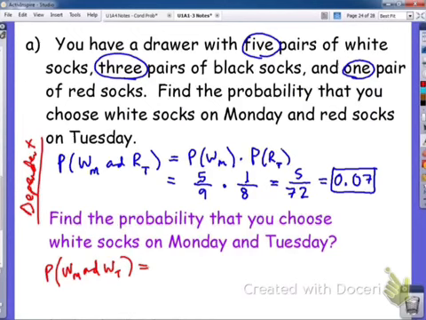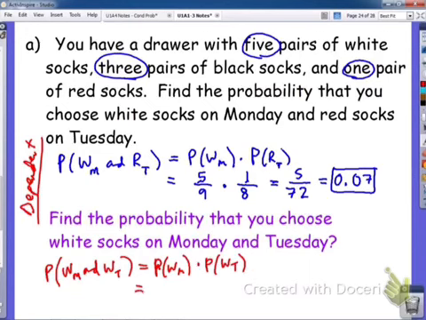What is that? That's going to be the probability of selecting white socks on Monday plus the probability of selecting white socks on Tuesday. Is that right? Plus? No. No. What is it? Times. Multiplying the probability of white socks on Tuesday.